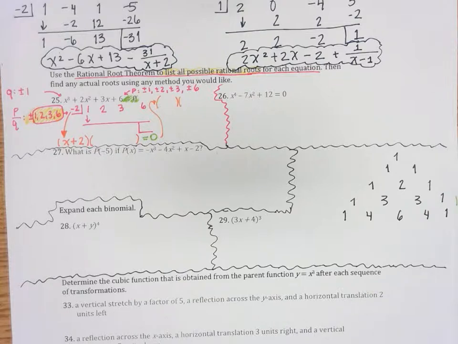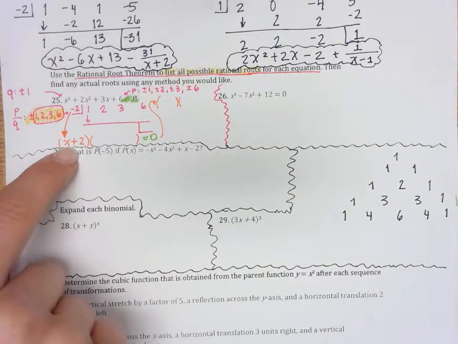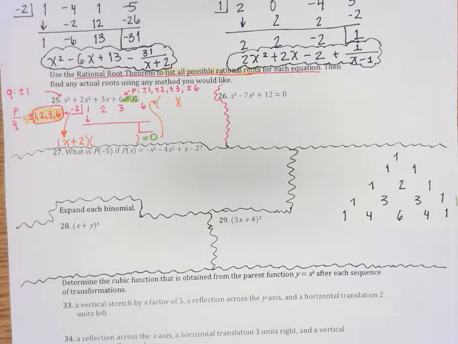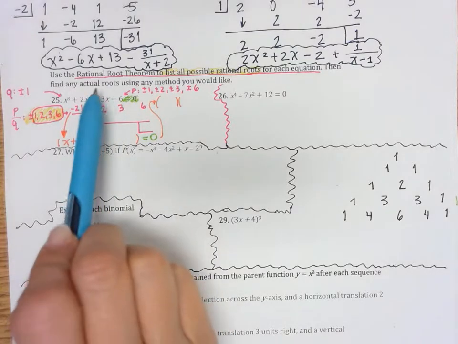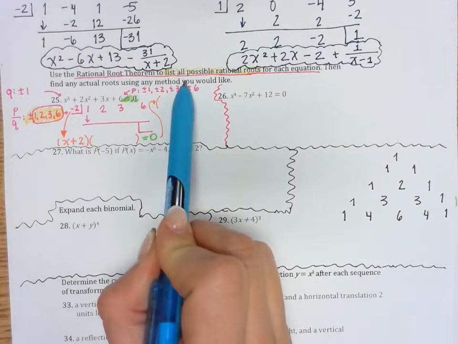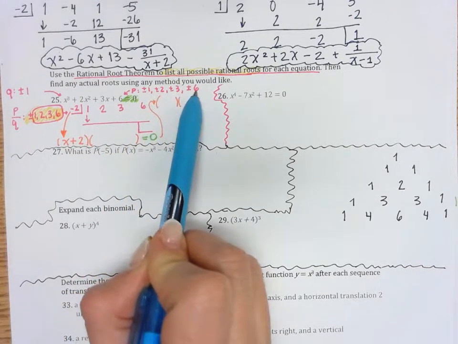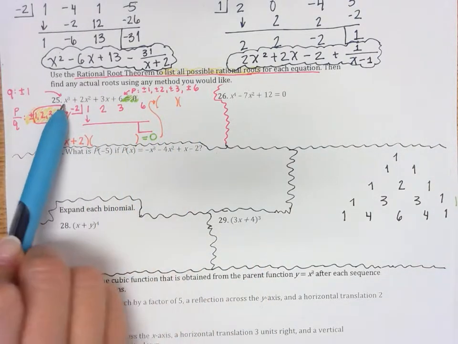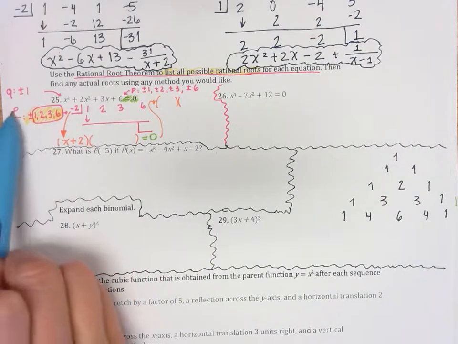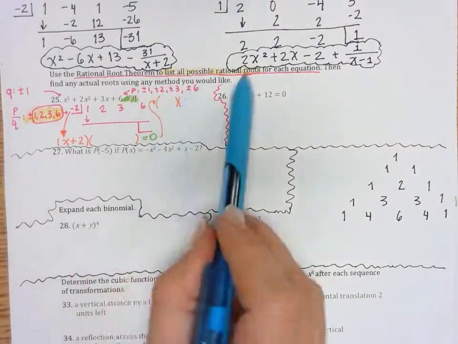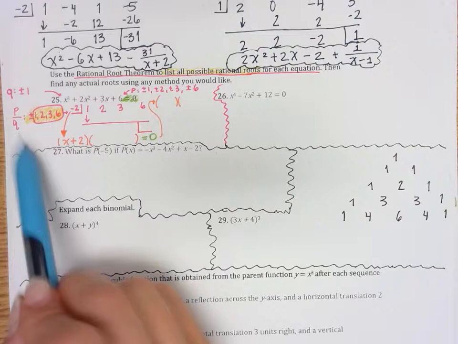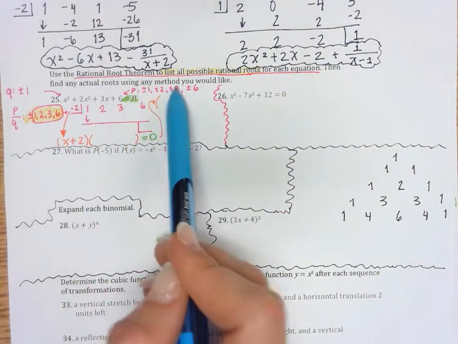All right, so I sort of set up number 25 for us already because it takes a long time. Use the rational root theorem to list all possible rational roots. P is my factors of 6: 1, 2, 3, and 6, positive and negative. Q is my factors of the leading term, so 1, negative 1. P over Q, there's my list. Done. List the possible rational roots. These are the possibilities.